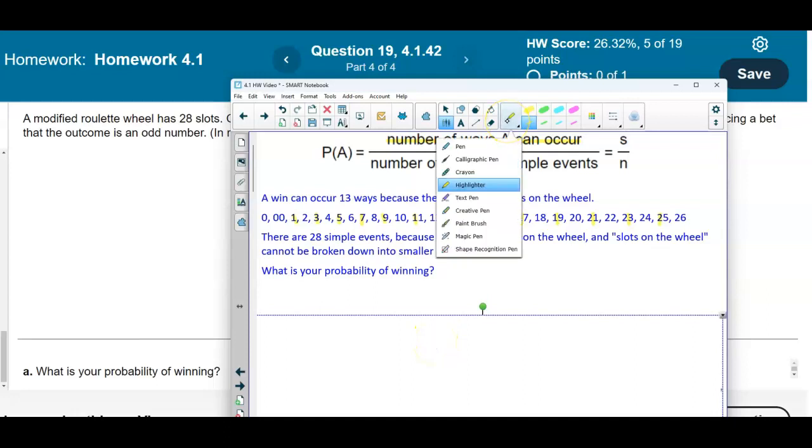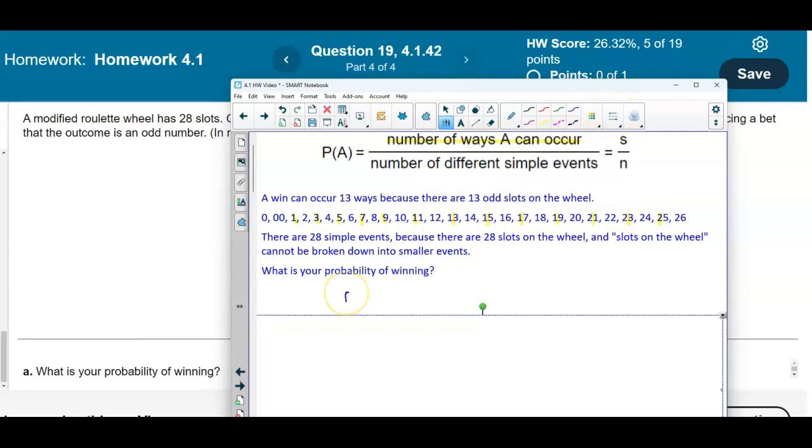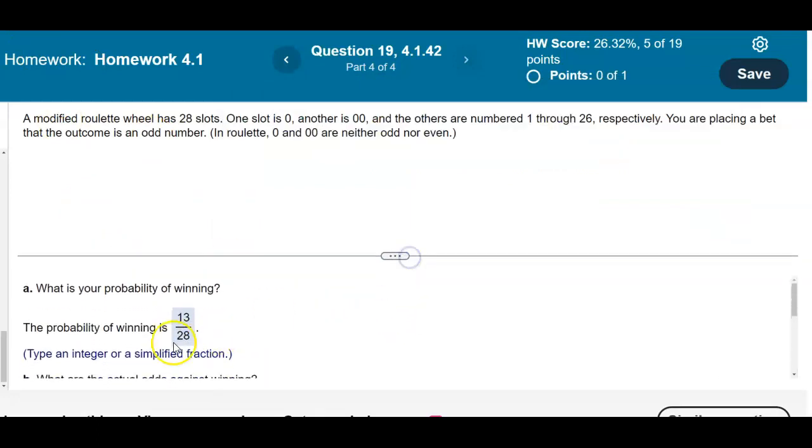Well, let's go ahead and do that. The probability of winning, or the probability that the outcome is an odd number, is equal to 13 over 28. So let's take our look at our result here. The probability of winning is 13 over 28.